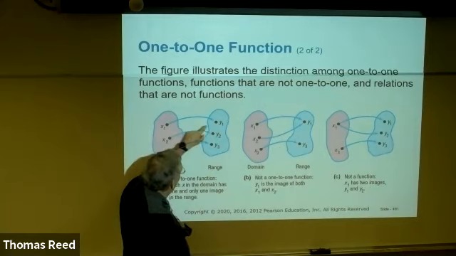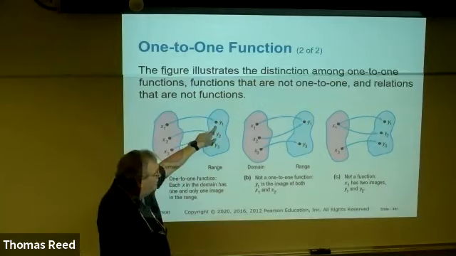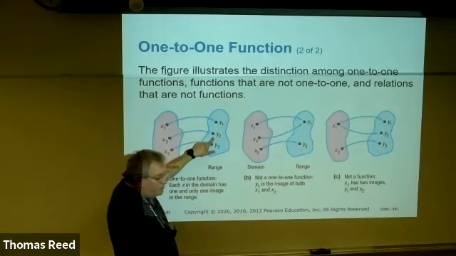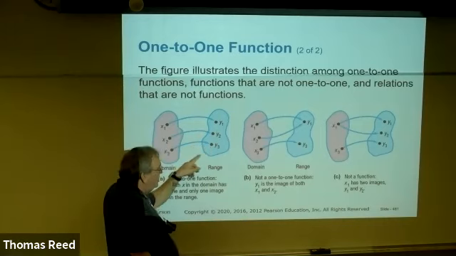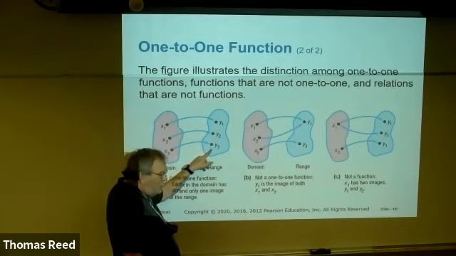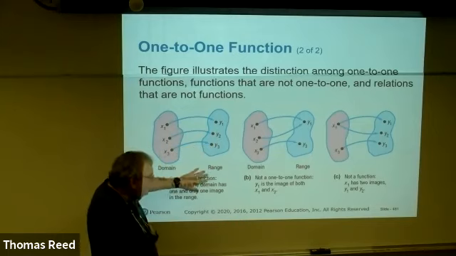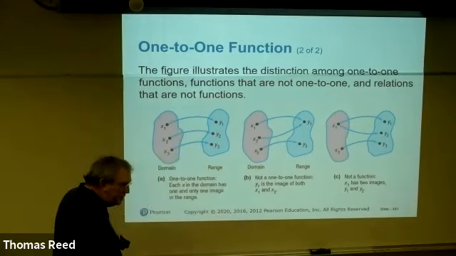So x of 1 is the only x value that goes to y sub 1. x of 2 is the only x value that goes to y sub 2. x of 3 is the only x value that goes to y sub 3. Then those are one-to-one functions, which is a subset of functions.